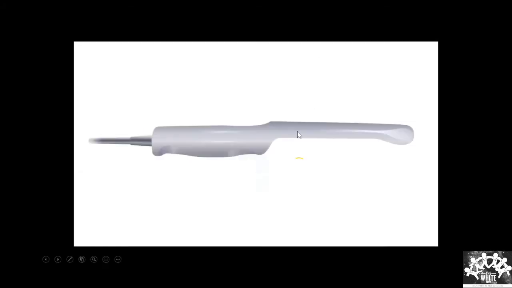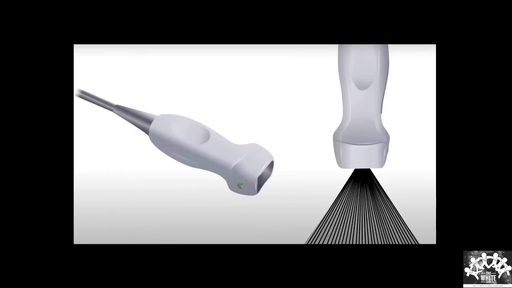What about this? Yes, this is a transvaginal or transrectal probe. This is the one, 5 to 7.5 megahertz. But in practice, we might get probes of different frequency, but you need to know which probe to select. Next, what is this probe? Where do you use this probe?